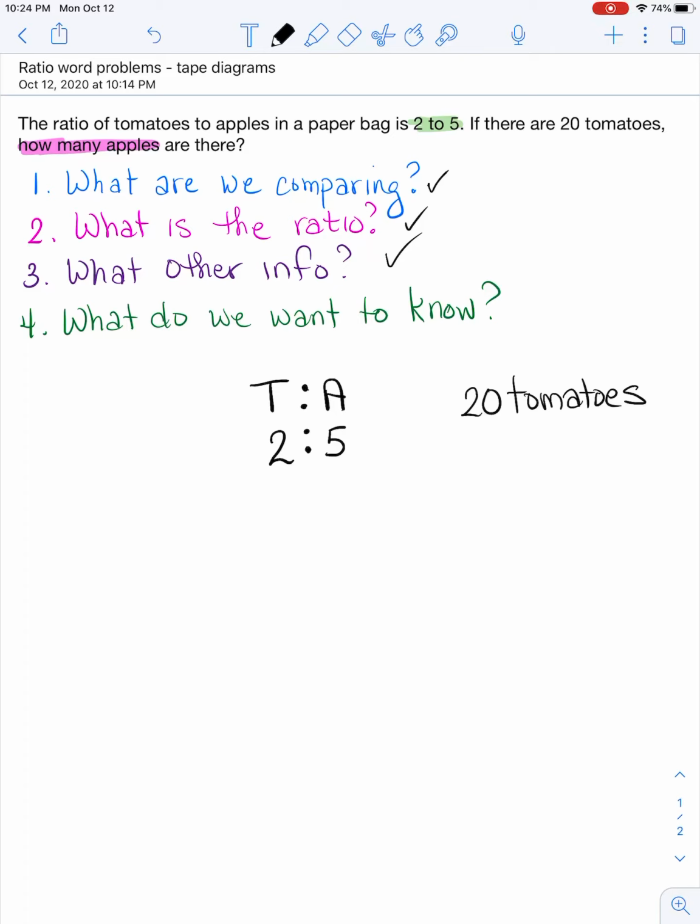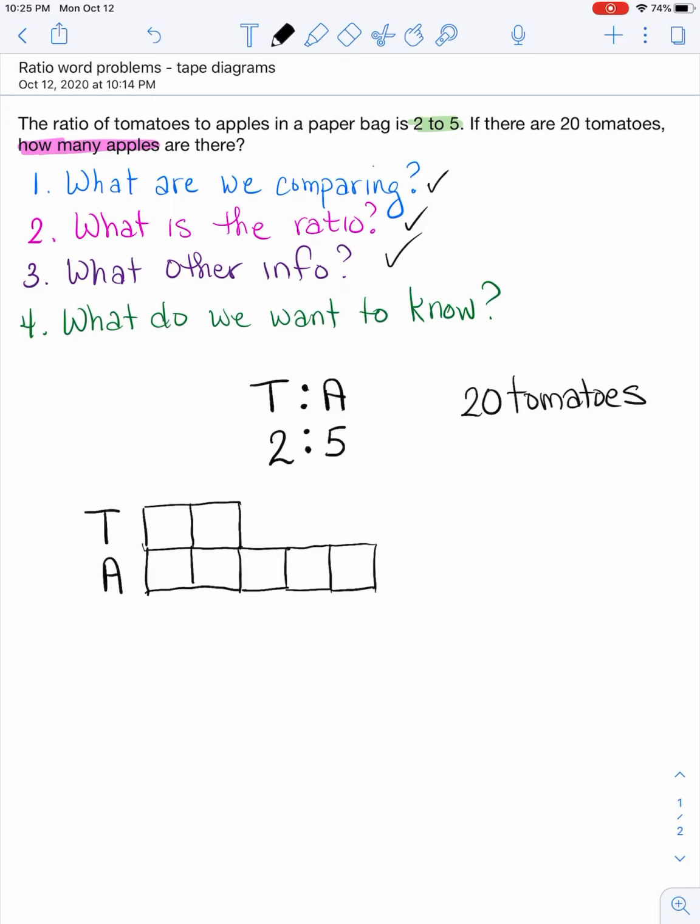Okay, now I'm ready to make my tape diagram. I'm going to use my labels, T for tomatoes and A for apples. It says that there are 2 tomatoes, so I am going to make 2 boxes for the tomatoes. And for apples, I have 5 apples, and so I'm going to make 5 boxes for the apples. And so that is the tape diagram for a ratio of 2 to 5.